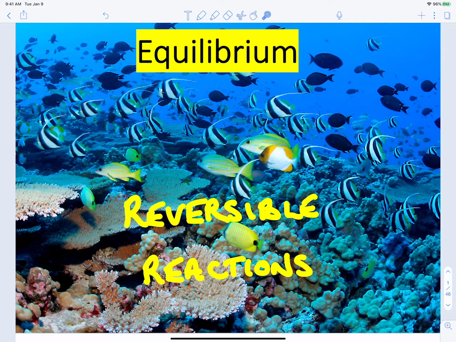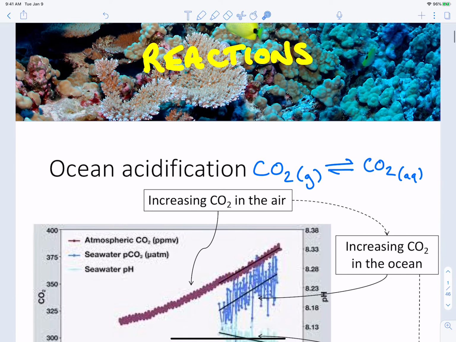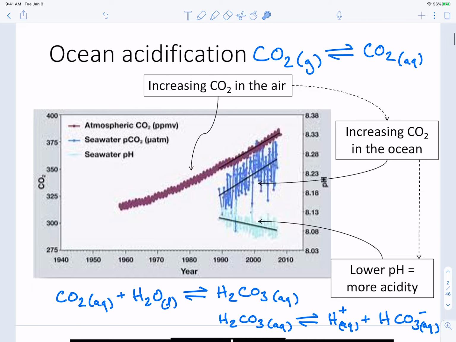One of the places where we see this a lot is in something like the ocean, which contains a large amount of carbonate, and there are a lot of reversible reactions, meaning that the reaction is not just going in one direction. As an example, if we look at climate change, we look at an increase in carbon dioxide. We can see that carbon dioxide here is increasing.